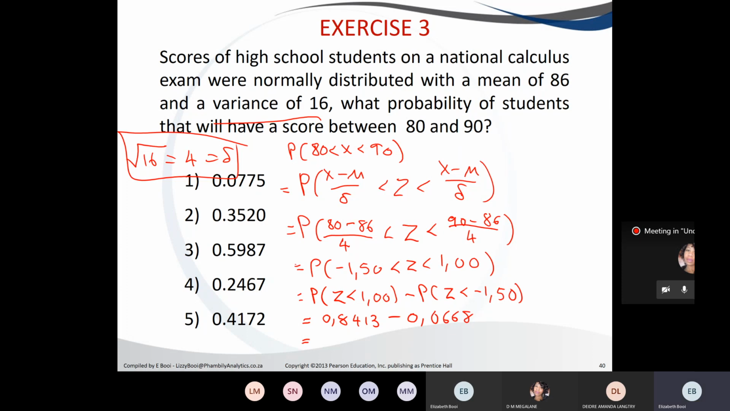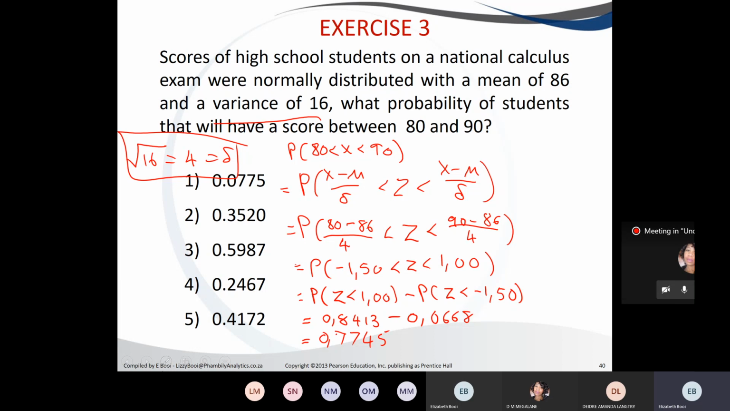That gives us 0.8413 minus 0.0668, which gives us 0.7745. Please ignore those options unless I typed something wrong or found the probability of something wrong.